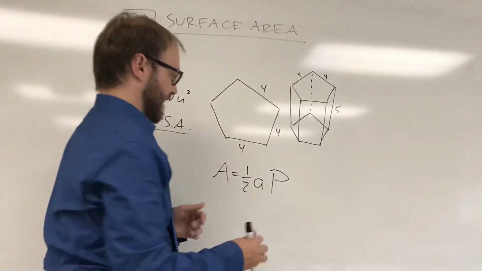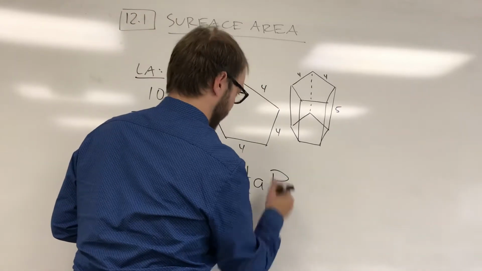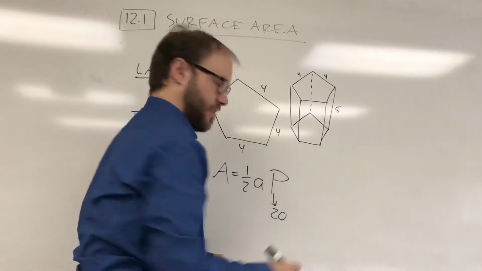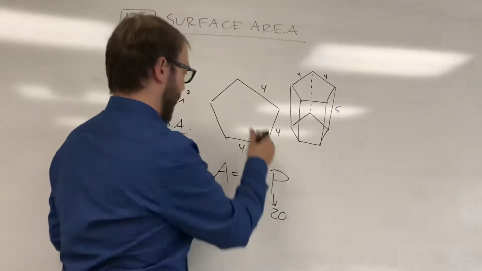Well, the perimeter is pretty easy, right? Because I've got 5 sides, each of which has a length of 4. Okay, so the perimeter here, 5 times 4 is equal to 20. Not a lot of work.